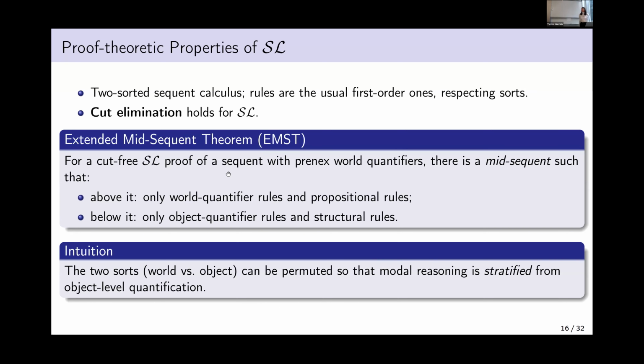Now let's see the nice proof-theoretic properties of this two-sorted first-order logic SL. So it has cut elimination, and the proof is simple. You just consider the usual first-order rules, and you just make sure that the sorts are not mixed, from which it follows that it has what we call the extended mid-sequent theorem. So for a cut-free SL proof of a sequent with prenex world quantifiers, there is a mid-sequent above which only world quantifier rules and propositional rules occur, and below which only object quantifier and structural rules occur.